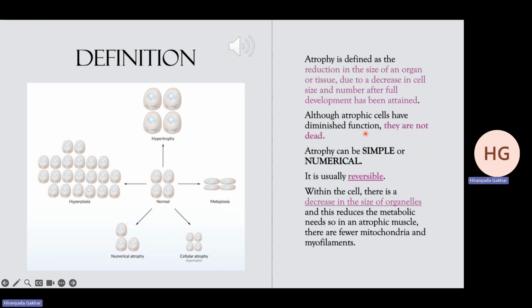Two more points to remember here is that first of all, atrophic cells have diminished function and a reduced metabolic rate. They are not dead. So remember that. Secondly, this process is usually reversible. If you look at the picture here, you can see that atrophy can be numerical, when there is a decrease in number, or cellular atrophy, which is a decrease in the size of the cell. Within the cell itself, the size of the organelles also decreases, and this leads to a decrease in their metabolic needs.